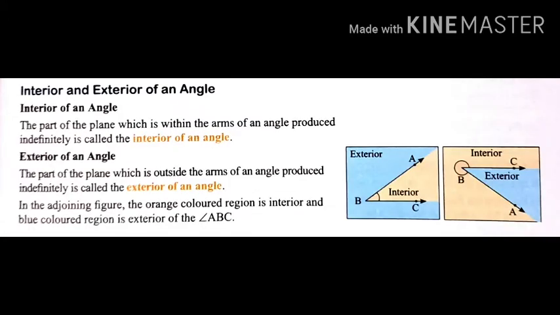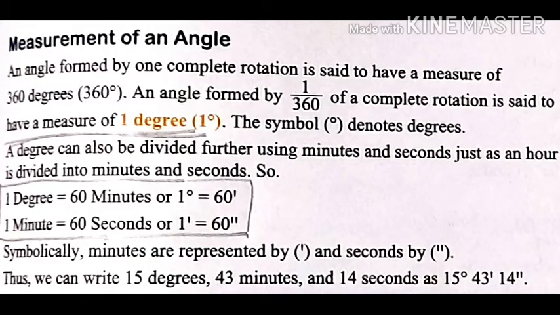Next is the interior and exterior of an angle. The part of the plane within the arms of an angle produced indefinitely is called the interior of the angle, and the exterior of the angle is the part of the plane outside the arms of an angle produced indefinitely. In the figure here, the region between the two arms is shown in yellow and outside the two arms is shown in blue. So blue is the exterior and yellow shows the interior within angle ABC.